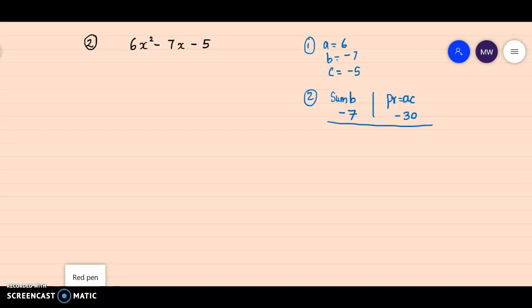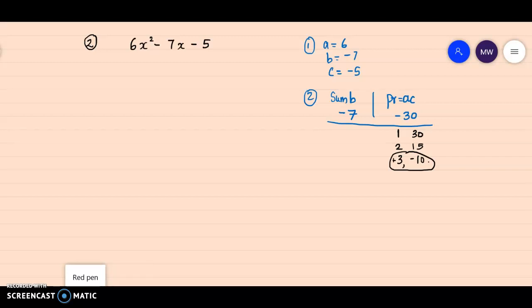Let's start by factoring the 30. 30 can be written as 1 times 30, 2 times 15, and 3 times 10. So when we look at these three pairs, we will quickly see that the one that works is the last one, because that's the only way we can get -7: if 10 is negative and 3 is positive. So when you multiply, you get -30. When you add, you get -7.